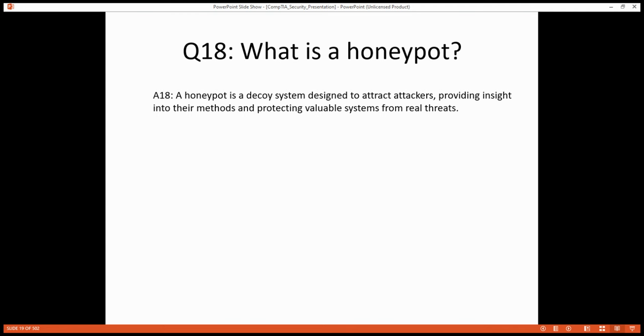Q18. What is a honeypot? A18. A honeypot is a decoy system designed to attract attackers, providing insight into their methods and protecting valuable systems from real threats.